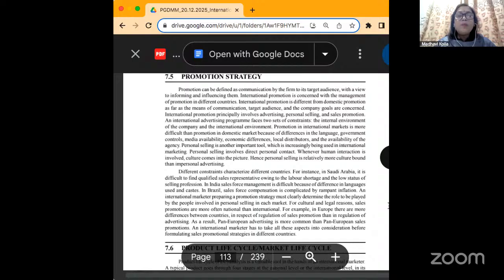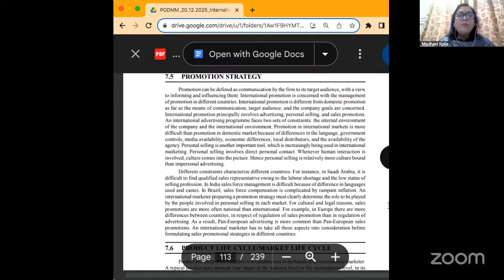Promotion is defined as communication by the firm to its target audience. And why is it done? To inform and influence your customers. So there are two important elements to be considered: one is information and the second is influence. Any communication has to primarily drive these two factors, information and influence.